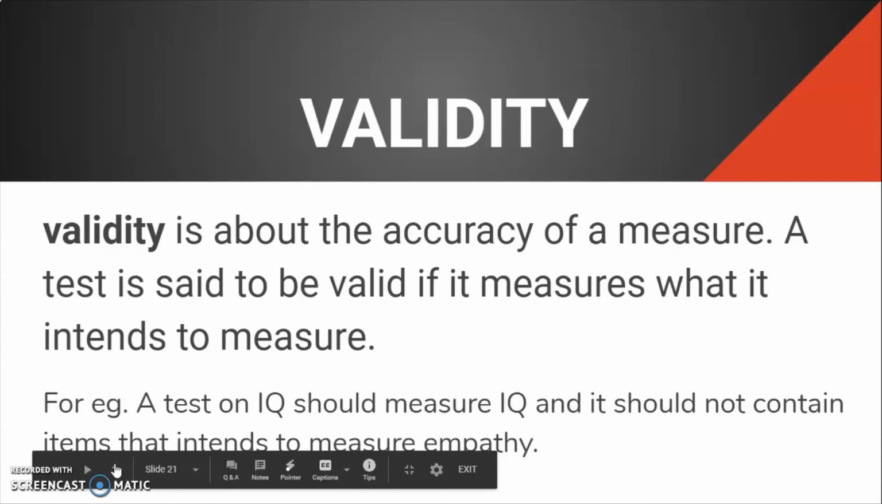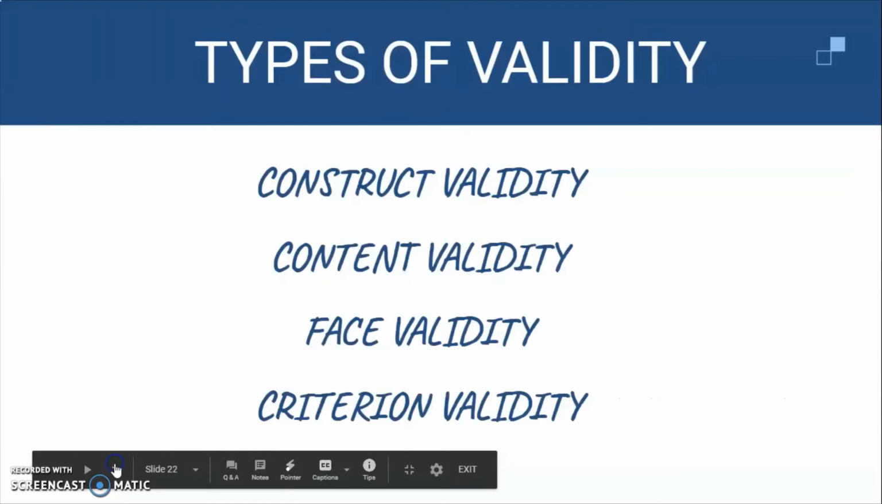So which construct we are going to measure, all the test items should be related to that particular construct. It should not contain items that measure some other constructs. So a test is said to be valid if it measures what it intends to measure.